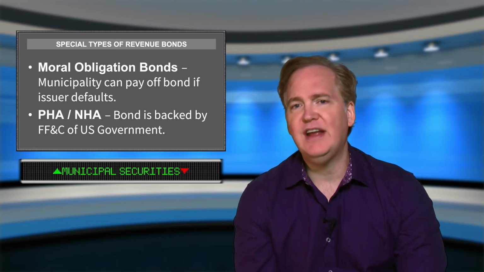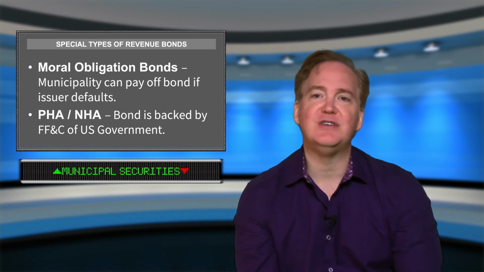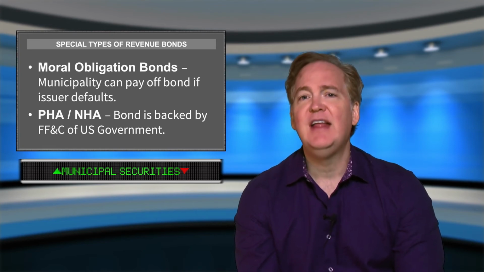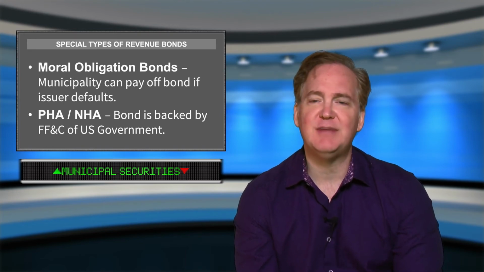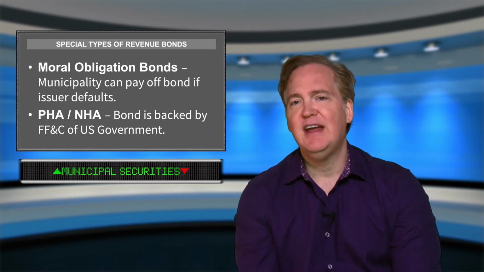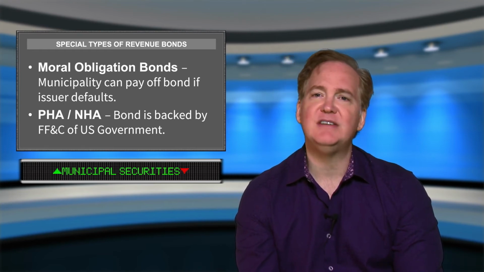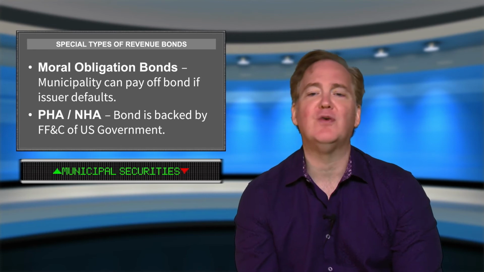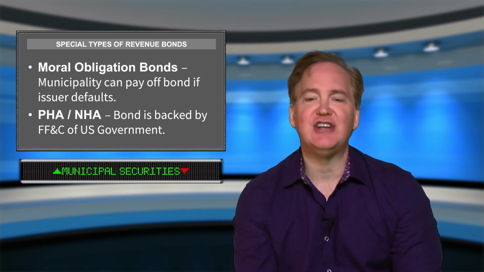Now, why would they do this? Well, if they allowed a bond issued within their jurisdiction to default, it would cause the cost of borrowing for that entire municipality to go up in the future. Investors would pull back on their lending to that area because they would feel there is a greater degree of risk. A PHA or NHA.